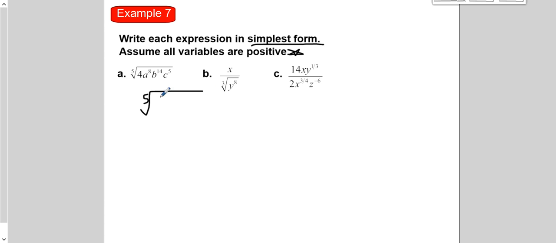So I'm going to write my radical so I can have space to write things in front of it and behind it. So I have my 5th root. The 4 is going to stay in the radical. We have a to the 8th. If you write them all out, that's a times a times a times a times a times a times a times a. We have one set of 5, so we get an a on the outside. That takes away 5 of these. How many are left? 3. There's 3 left, so that's a cubed still on the inside.